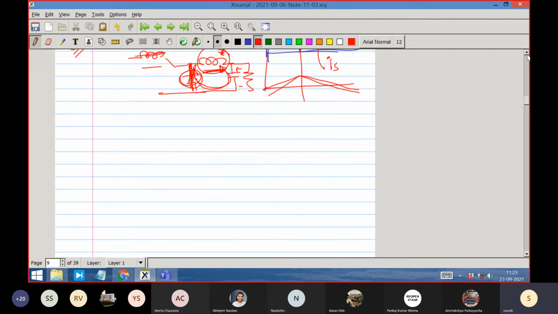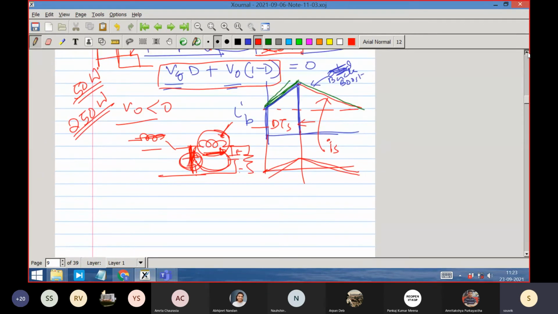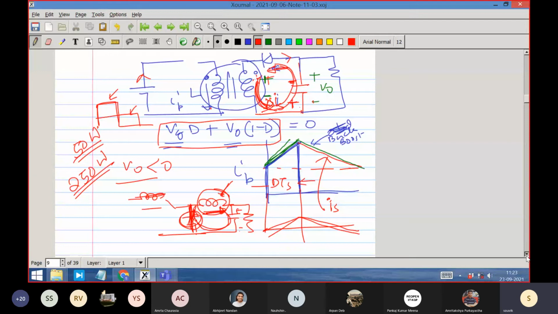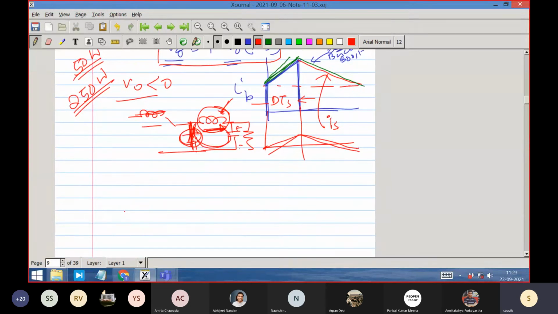But before that, I want to show that the constraint that the output has to be negative, I can now remove very easily. How? By using a dot and cross on the transformer, the coupled inductor dot convention. Let me draw it with a MOSFET only.